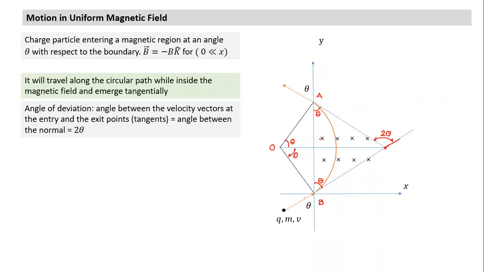So what are the things here? When you look at this circle, what are the angles which are important? If it enters at an angle of 45 degrees, we know the angle it will describe within the magnetic field is twice that angle. If this angle is 30 degrees, it will travel an arc of 60 degrees. If this angle is 90, as we have seen earlier, it will form a semicircle and subtend an angle equal to 180 degrees. That's a property of a circle, an easy thing.